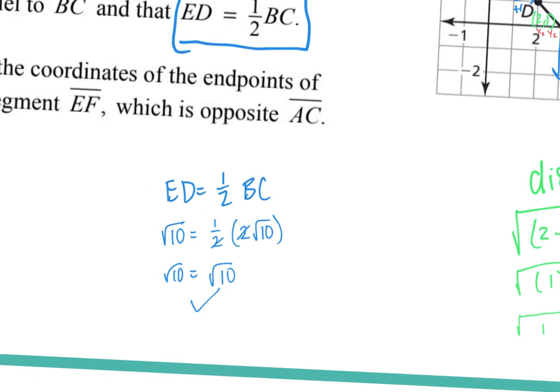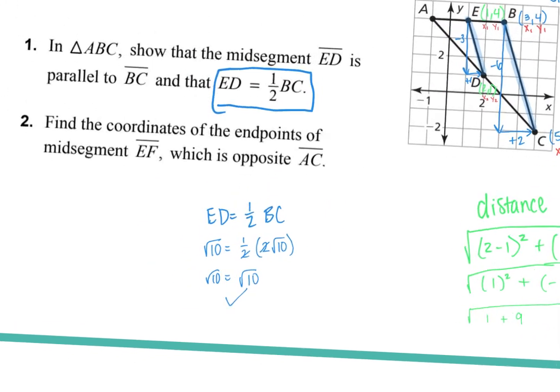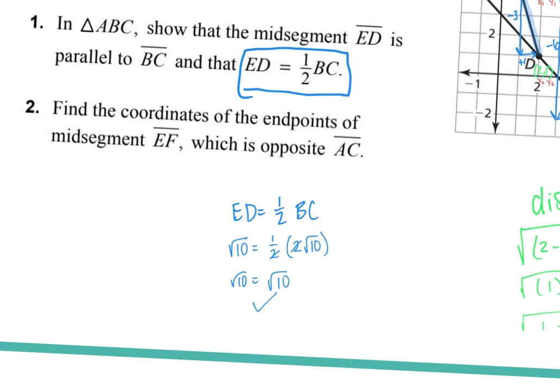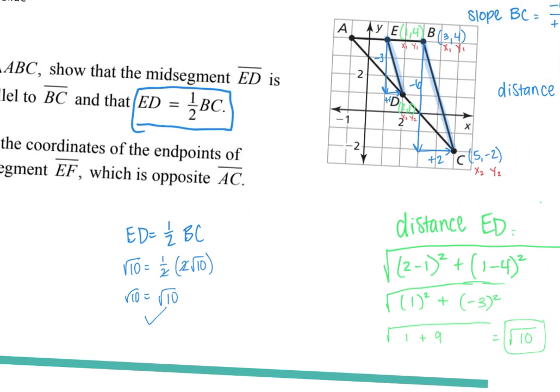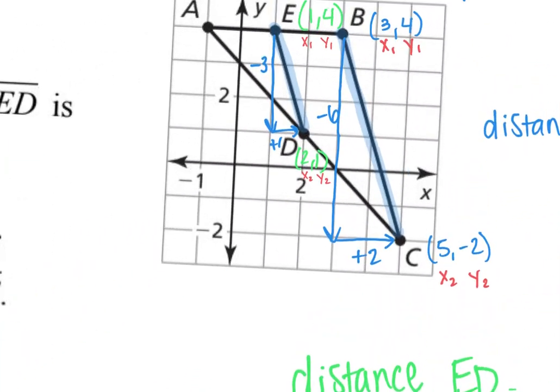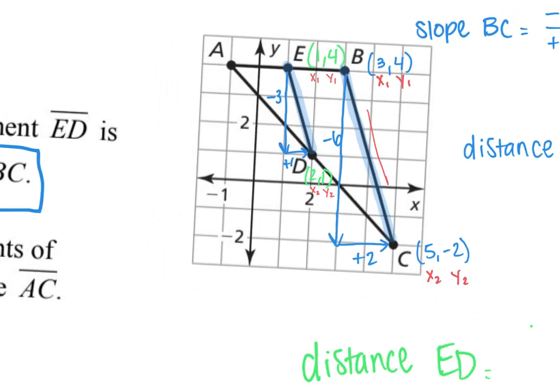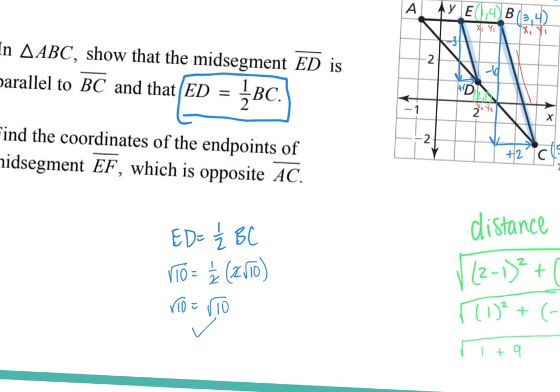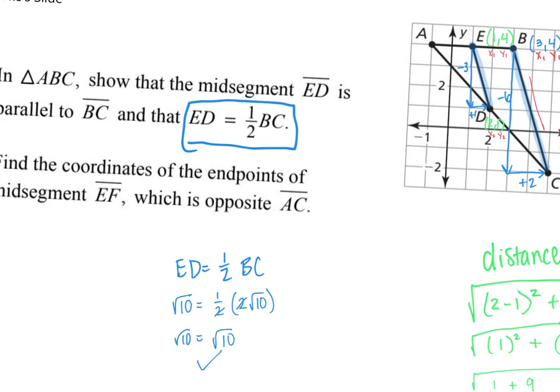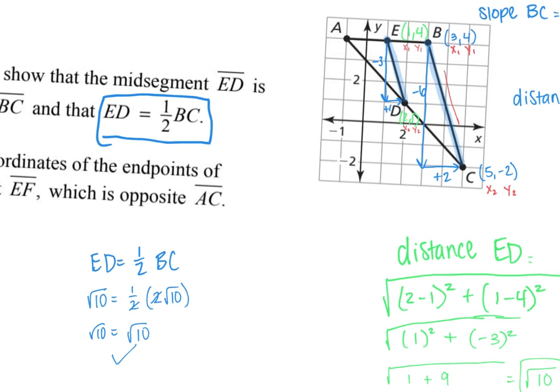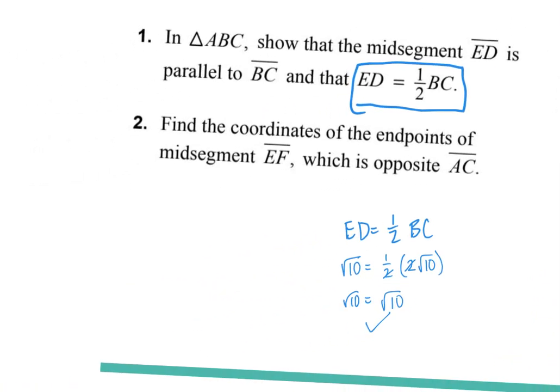Okay, and then the last thing, it says find the coordinates of the endpoints of the mid-segment EF, which is opposite AC. Okay? So opposite AC, so F needs to lie on which side? BC, excellent. So it's going to be somewhere along here. How do we find the midpoint of BC? This is where Giselle's formula comes into play. It would be add the x values, divide by 2, add the y values, divide by 2. So it's going to be 3 plus 5 over 2 and 4 plus negative 2 over 2.